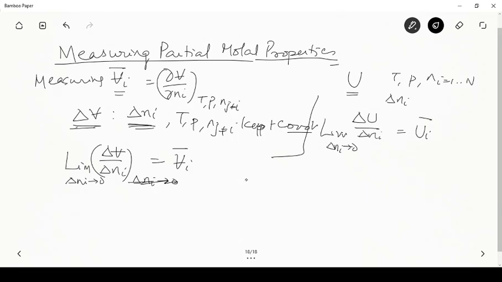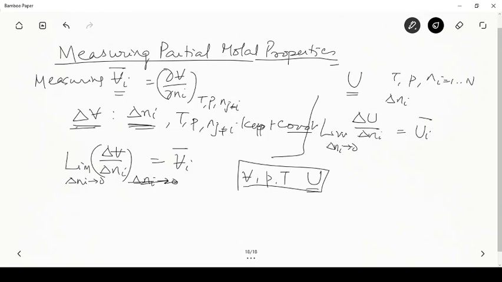So measurable properties usually are volume, pressure, and temperature, and indirectly through calorimetry one can probably determine the value of internal energy, and then we'll be able to use those for evaluating the various other quantities. So this is basically the method of measuring the partial molar properties. We can demonstrate by showing how to measure partial molar properties for a binary mixture, that is a two-component mixture.